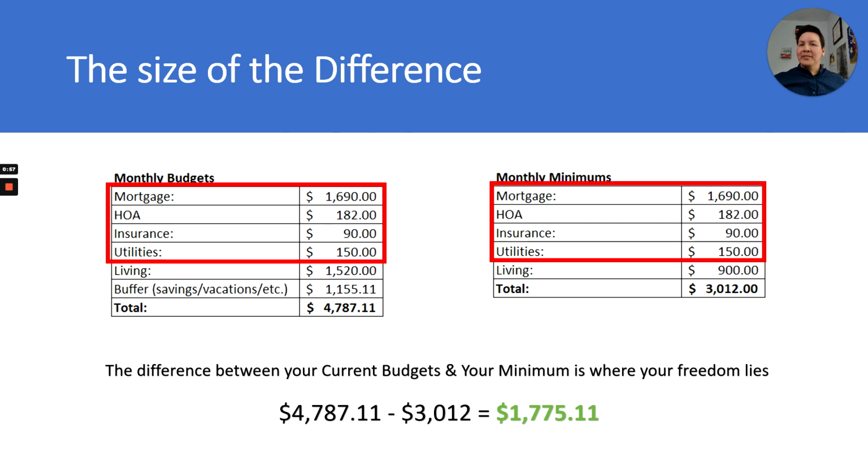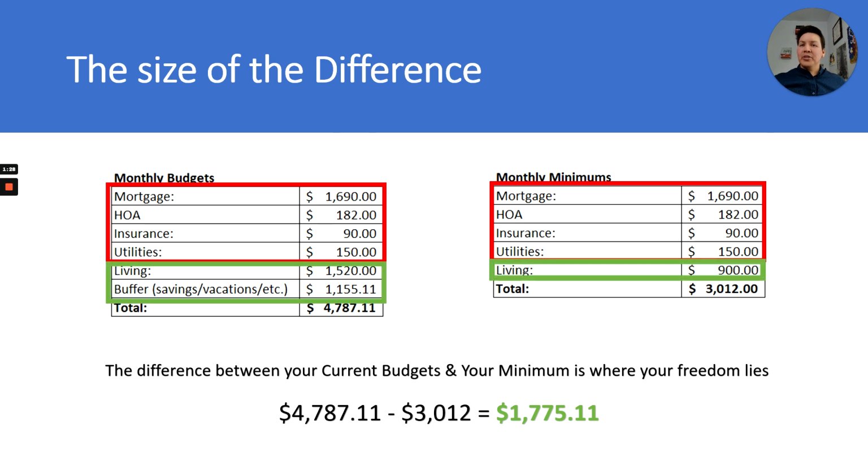Now you'll notice that on the two tables here, the debts such as mortgage and the bills such as HOA costs, insurance, and utilities don't change. These are required regardless of whether or not you're making money. And in this required category, you can also include things like car payments, credit card debt, hospital bills, loans. These are the debts that must be paid, and as such, these increase your monthly survival minimum.